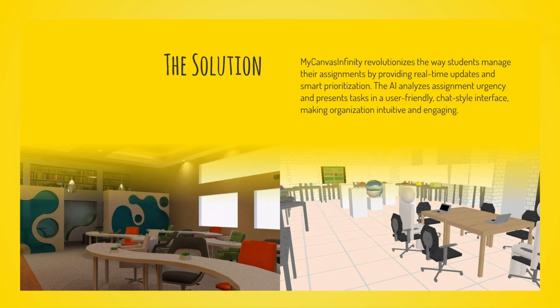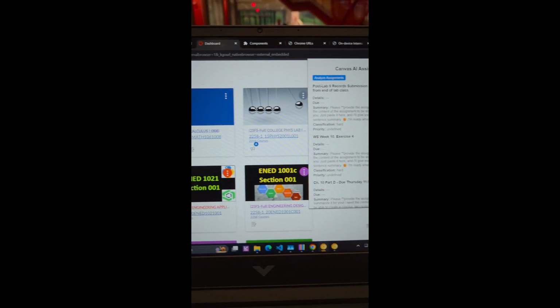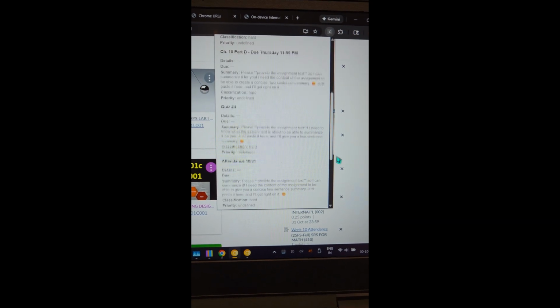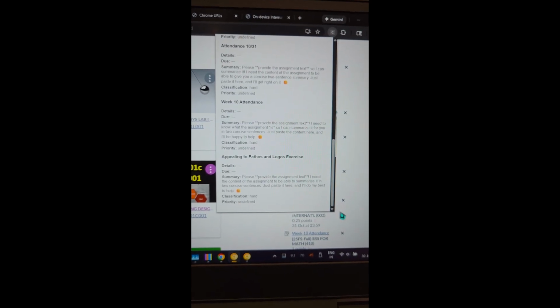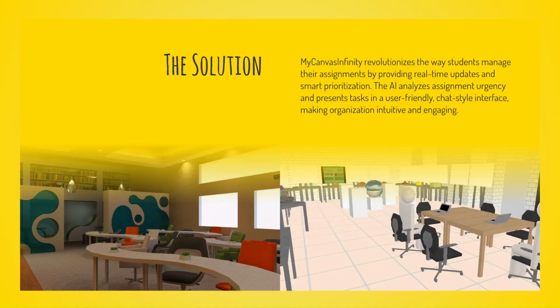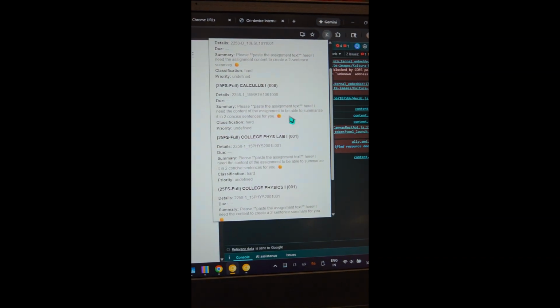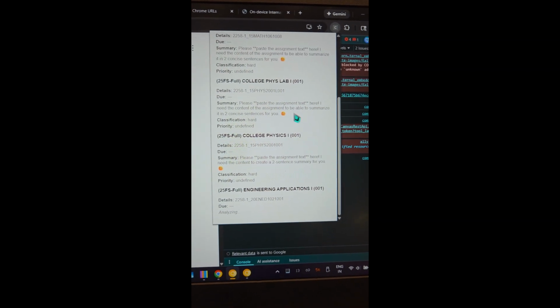The solution: My Canvas Infinity solves this by automatically extracting assignments, analyzing urgency with Chrome's built-in AI, Gemini Nano, and presenting them in a clean, chat-style pop-up. Urgent tasks are color-coded, summaries explain why they matter, and the interface feels approachable instead of overwhelming.